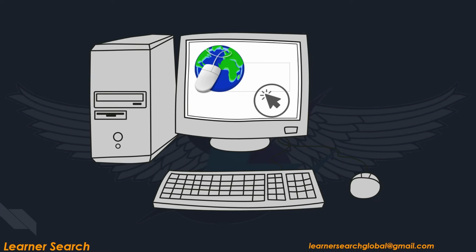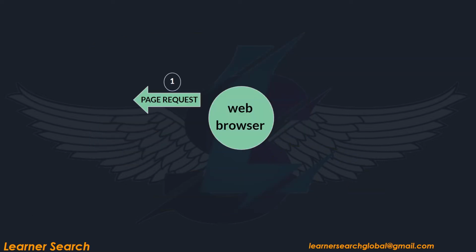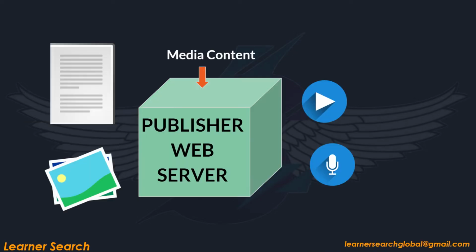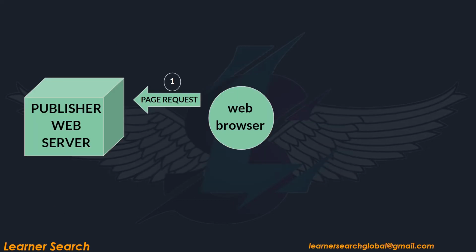When a user visits a web page, the browser sends a page request to the publisher web server. If you are new to web technology, just remember that publishers' media content, which includes text, images, video, and other types of media, is hosted on a web server which is known as the publisher web server. This web server responds with the media content as per the page request. Together with that, the browser also reads a code embedded in the ad in the web page.